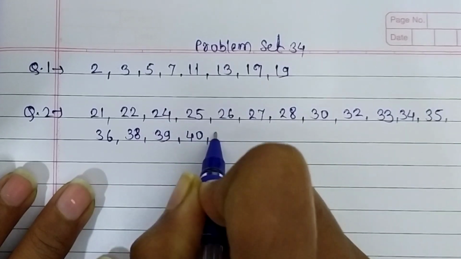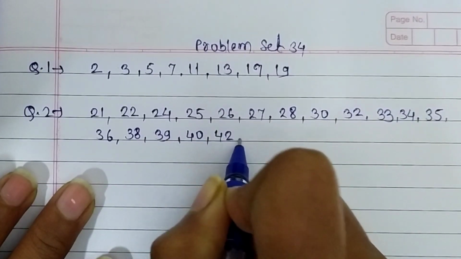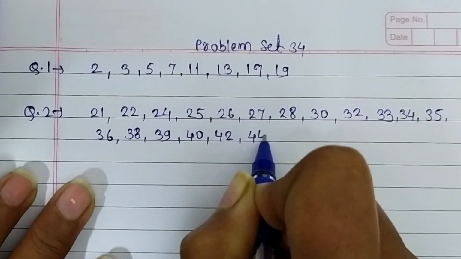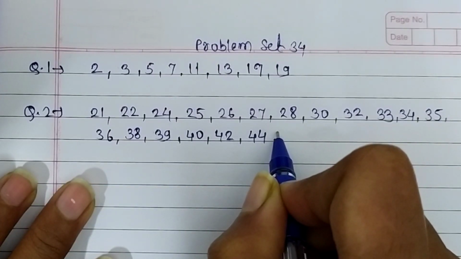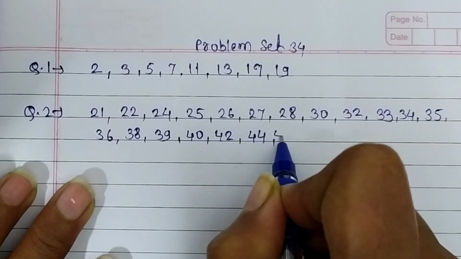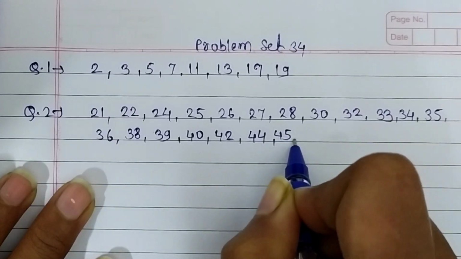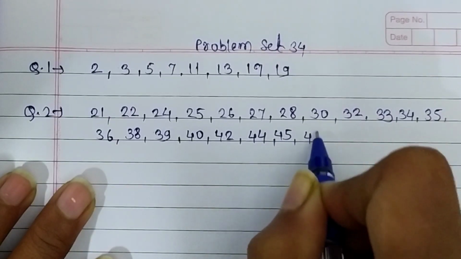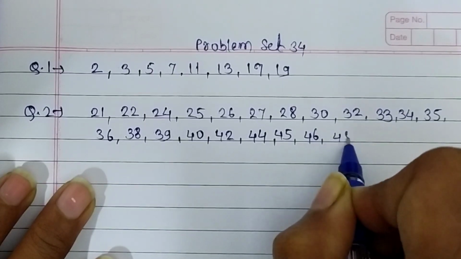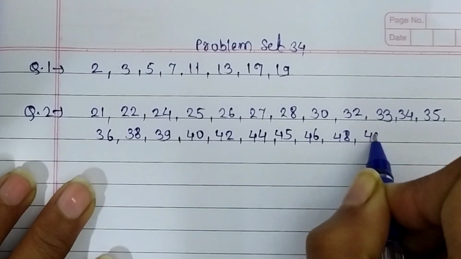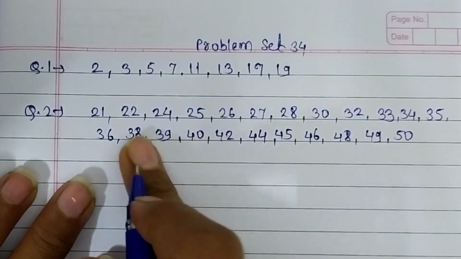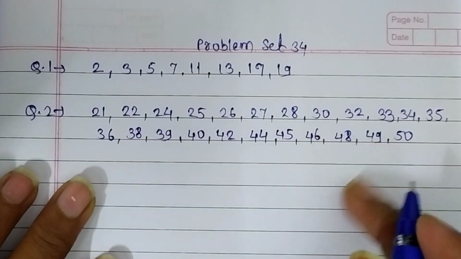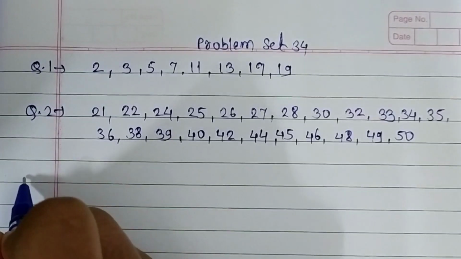40, 42, 44, then 45 is also a composite number. 46, 48, 49 and 50. These are the composite numbers between 21 to 50. Now question number 3.